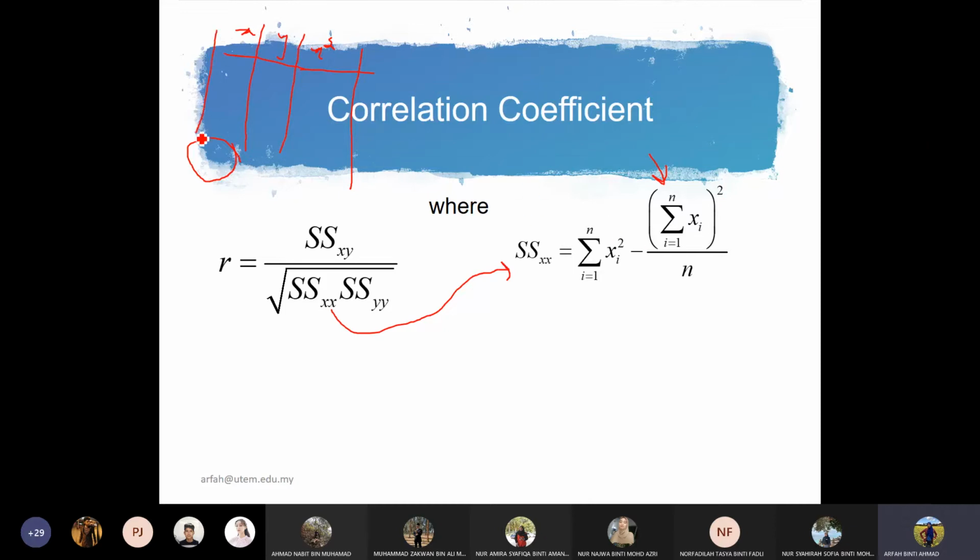N is number of data. So kena kira 1, 2, 3 sampai berapa data awak. Macam contoh tadi kita ada 12 sebab dia ambil data untuk 12 days. So n equal to 12 for that example. Okay. Then SSYY dia akan ambil this one.